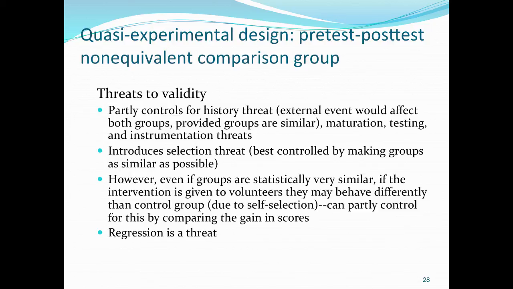The other threat that there may be is regression. If the groups were selected on the basis of low or high scores, which I didn't say that they were in this case, but if that is the case, then regression may be a threat.